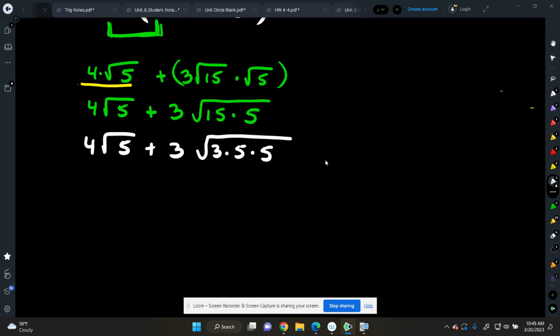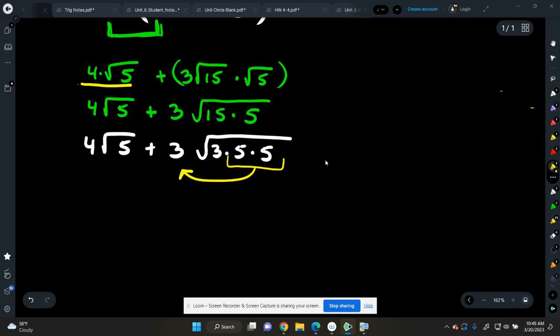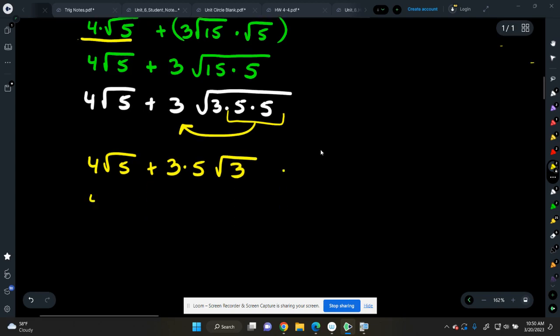Then what? You take the pairs and put it to the outside. Take the pairs and bring them to the outside. So we've got 4 root 5 plus, we bring that 5 to the outside, and we're left with the 3 on the inside. So we have 4 root 5 plus 15 root 3.